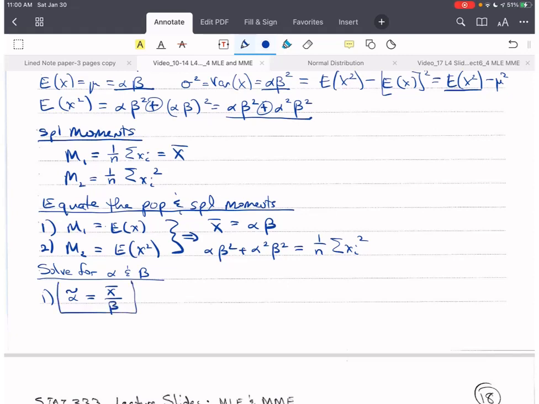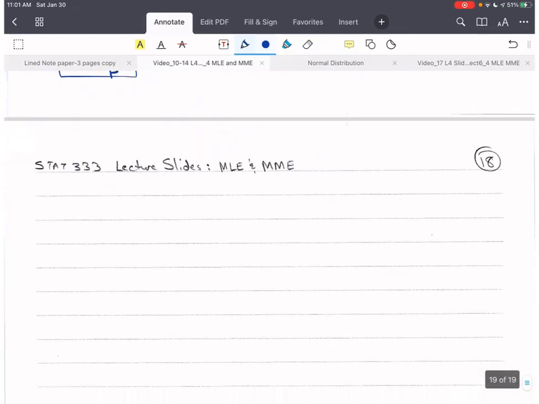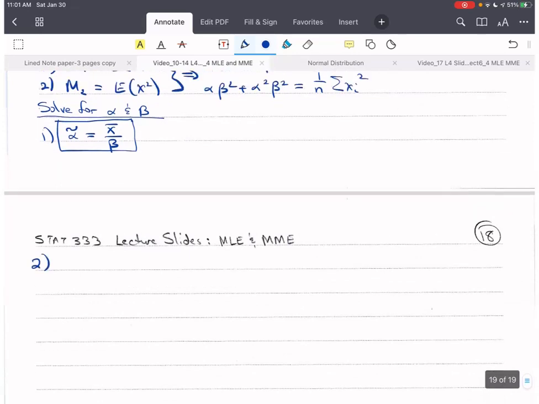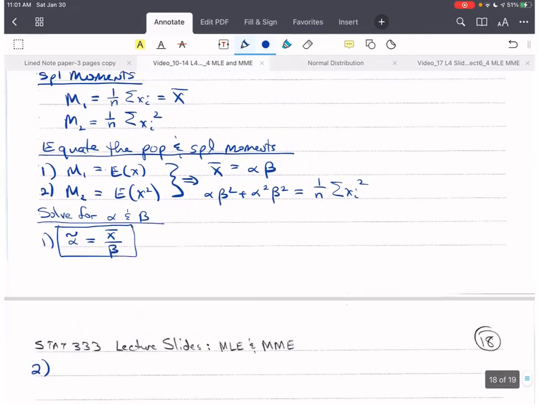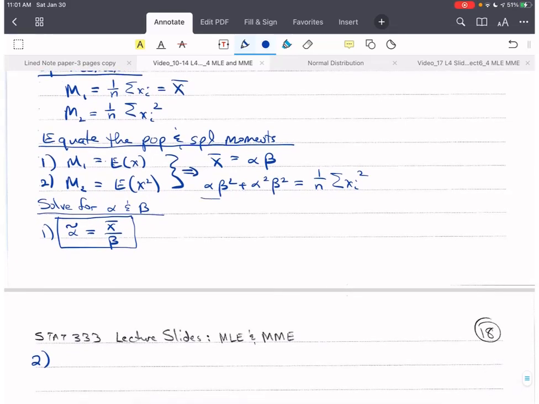And this is my first equation. And then second, I need to solve for beta using the second one. Okay. And so the second one, I have this equation. So I'm going to say that I have beta squared. I can factor that out of both of these. So I have beta squared, alpha plus alpha squared equals 1 over n sum of xi squared.